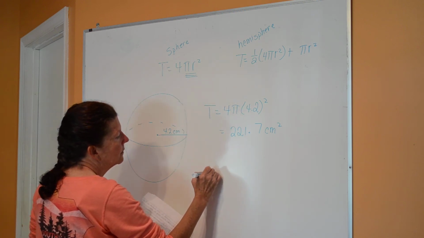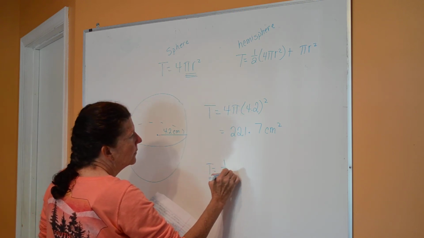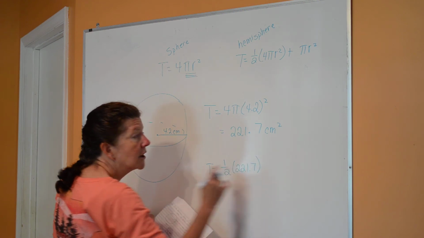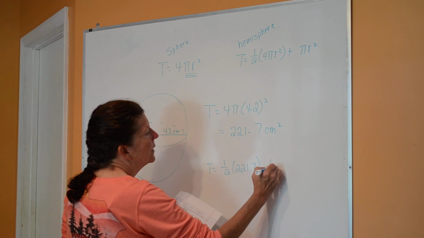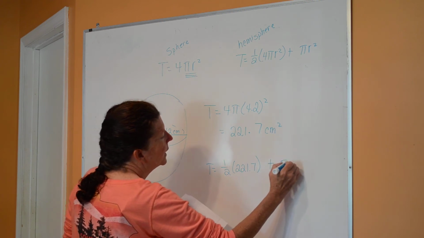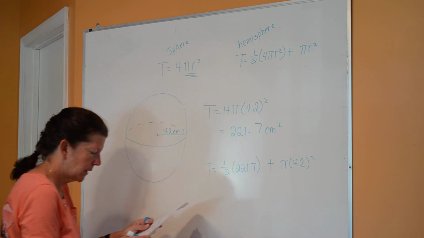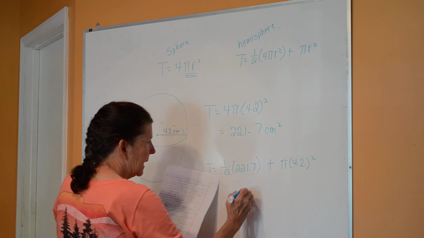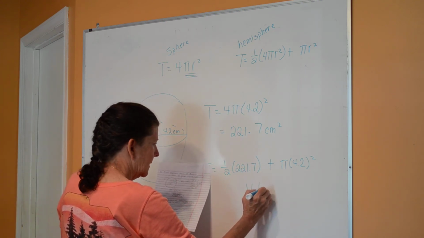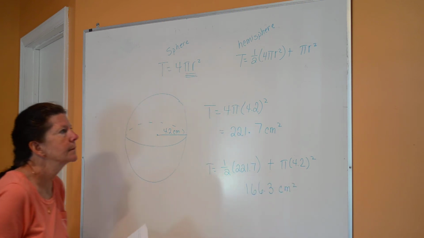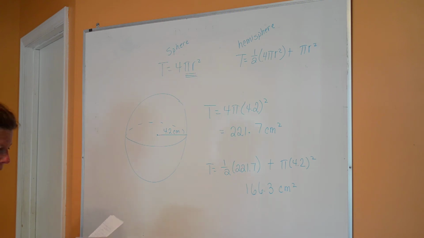Let's say I wanted to know the hemisphere. Then I would take half of 221.7, because it's like cutting the circle in half. And then I would add pi times 4.2 squared. Okay, that's going to give me an answer of 166.3 centimeters squared. All right, so it's just a matter of plugging in there.